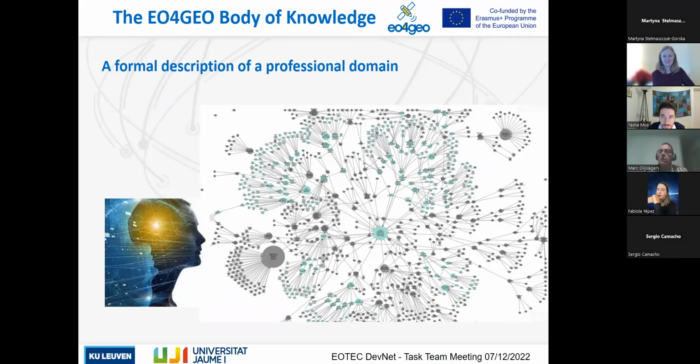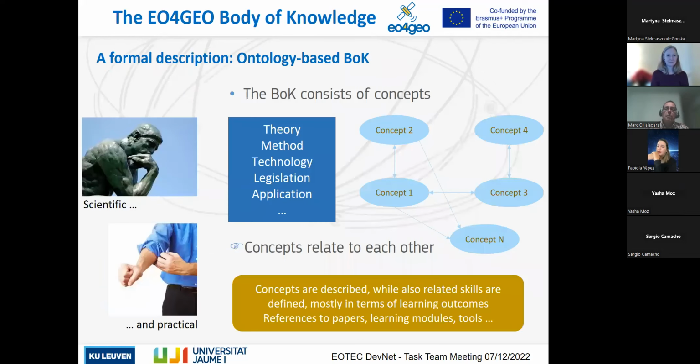So what is a body of knowledge? In a few words, it's a formal description of a professional domain. And let's zoom in on these two parts, a formal description and professional domain. For the EO4GEO body of knowledge, we use an ontology-based approach where the body of knowledge consists of a number of concepts. There are almost 1,000 concepts in the body of knowledge, and a concept can be everything. It can be a theory, a method, a technology, a legislation, an application, and so on. And this can be from a scientific point of view, but also practical and from a use case point of view.